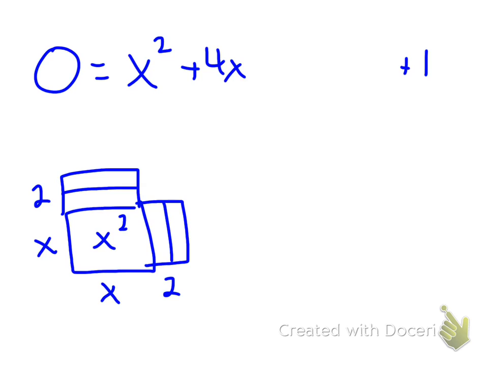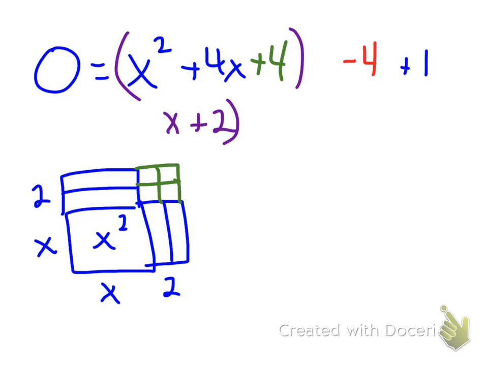To complete the square, I need to fill in this section. So how many do I fill in? I'm going to fill in 2 by 2, which is going to be adding 4. To balance the equation out, if I added 4, I need to also subtract 4. And my square is now an x plus 2 square. X plus 2, x plus 2. That is my product.